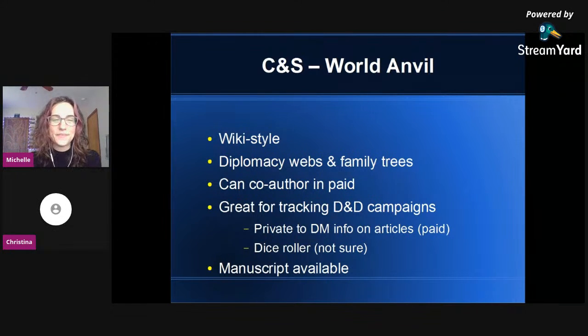Okay, so this is like a Wikipedia-style, wiki-style website that you're setting up for your novel or your world or your characters. You can go granular for the items. You can make articles about anything you want. You can link them together, put tags on them, all that stuff. They do have diplomacy webs and family trees, which I'm not sure they had when I was looking at it for my novel. You can co-author in the paid version. Either one of you can add articles or edit them.